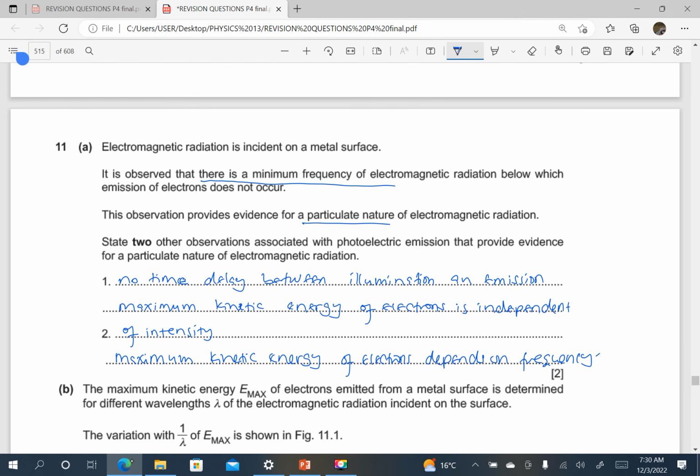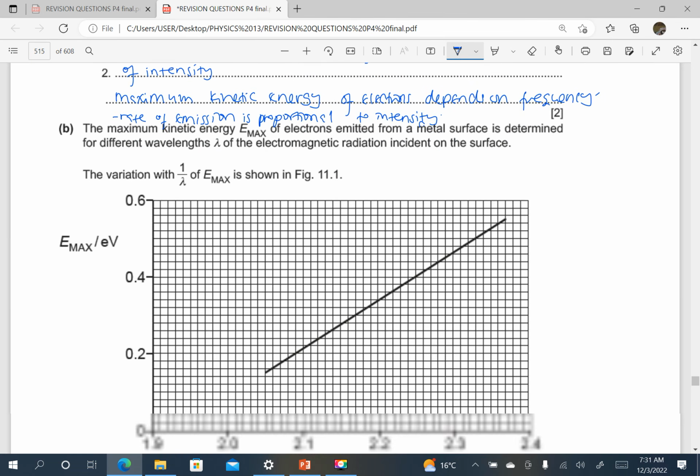We also mentioned that the rate of emission is proportional to the intensity.